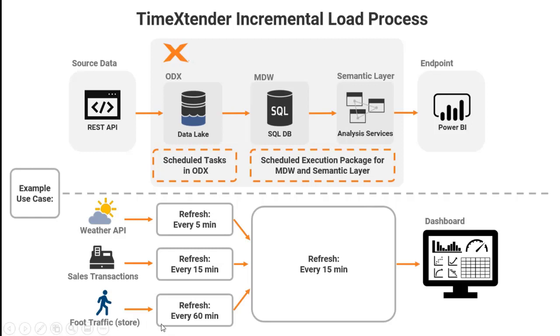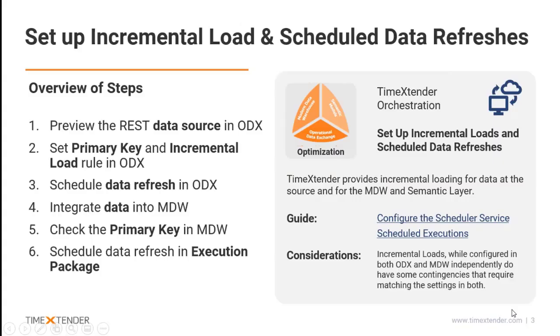Now, in the older versions of TimeXtender, it was a bit more work to get this kind of setup. With the latest versions of ODX, it's very, very fast. And we'll walk through that today. All right. Without further ado, let's go ahead and look at how this is done. So I've already got a REST API configured in the ODX. So we'll set up some primary key and incremental load rules. We'll schedule that data refresh, integrate the data into a fresh MDW, check the primary key just to make sure it's what we would expect, and then we'll create and schedule a new execution package.